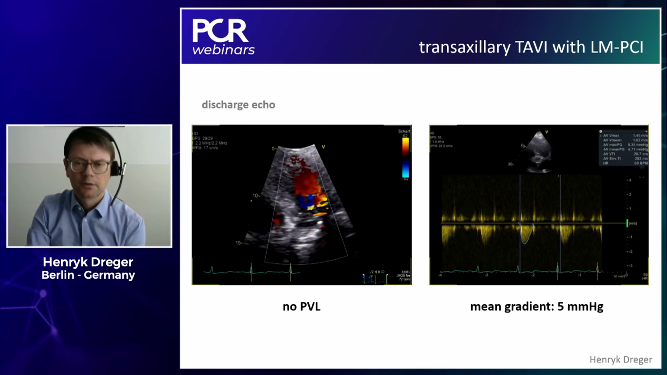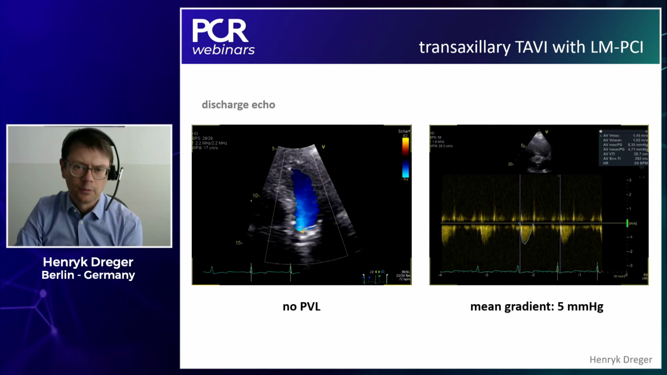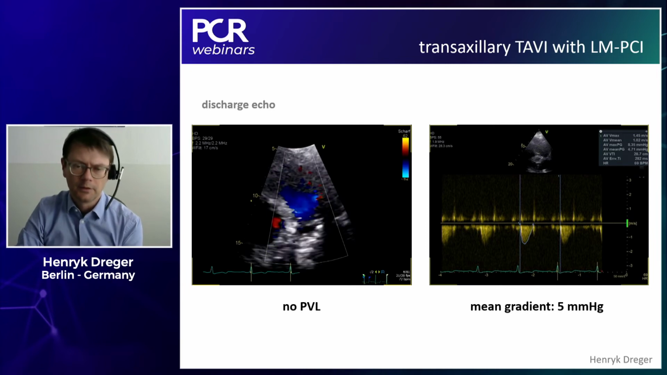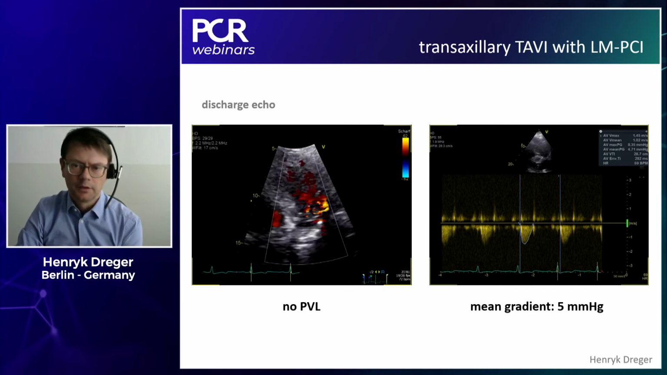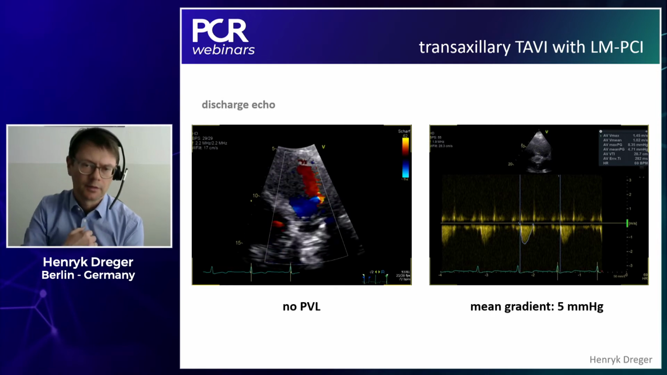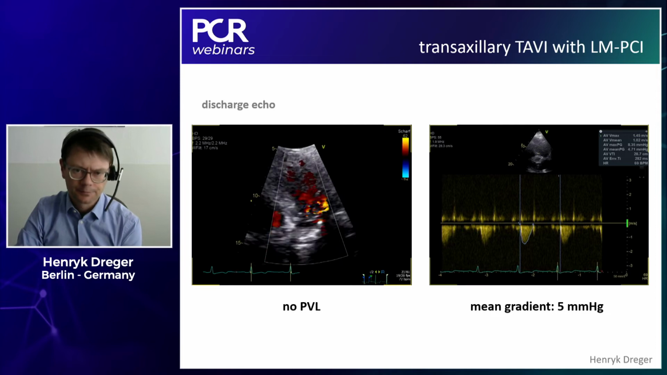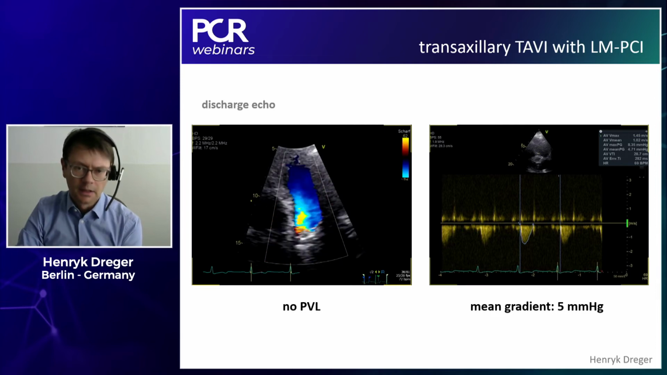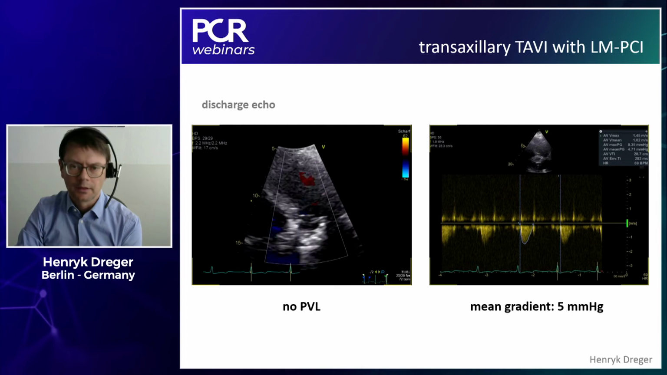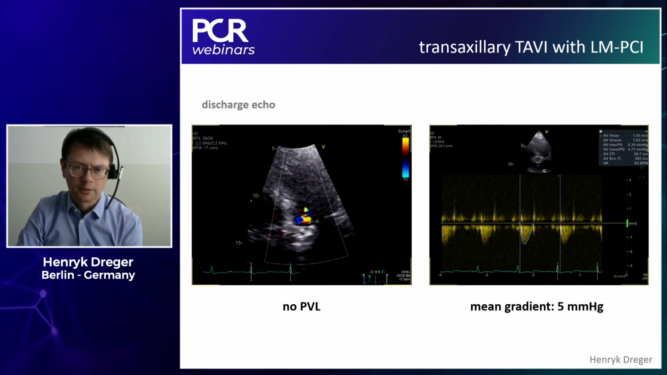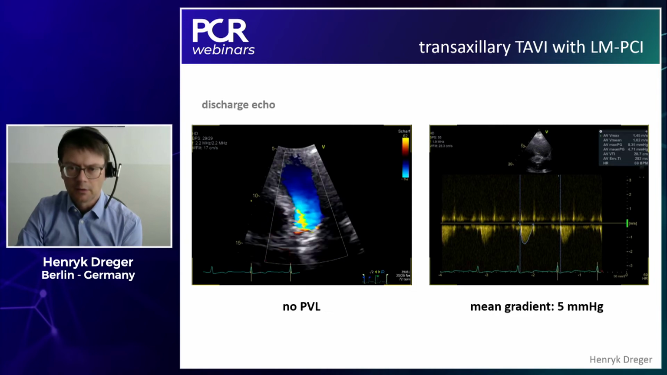And the idea was, if he had had any trouble with the PCI and he would have deteriorated, we would have been able to simply implant an Impella over the wire that we left in place from the transaxillary access. But we didn't need it, and we were able to finish the case without any mechanical support within a couple of minutes. And his discharge echo showed a very nice valve function with only maybe trace or no PVL at all, and a mean gradient of 5 millimeters of mercury.